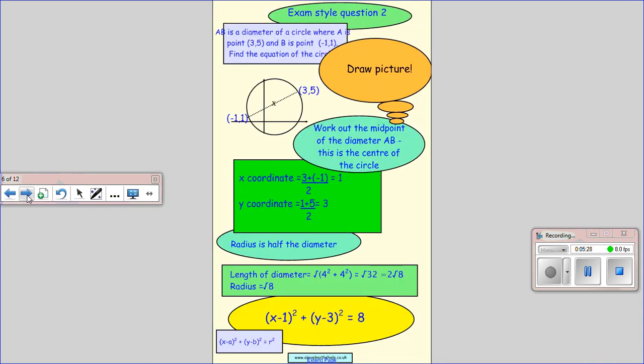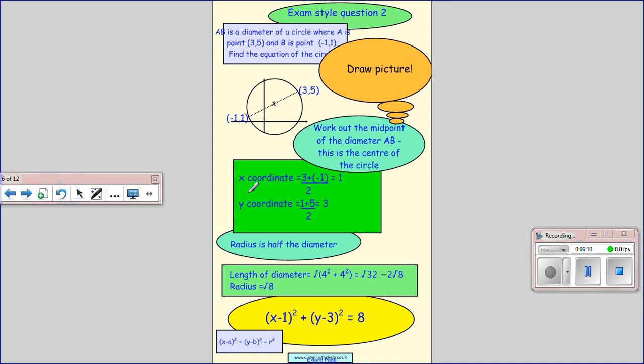Okay, so this question says AB is a diameter of a circle where A is (3, 5) and B is (-1, 1), and we want to find the equation of the circle. Now we've got a diameter. A diameter will go through the center of the circle, and it will go through it such that the middle of the diameter is the center of the circle. So we can find the center of the circle just by finding the midpoint of the diameter. We also know that the diameter is twice the radius. So if we can find the length of the diameter and half it, we will find the radius.